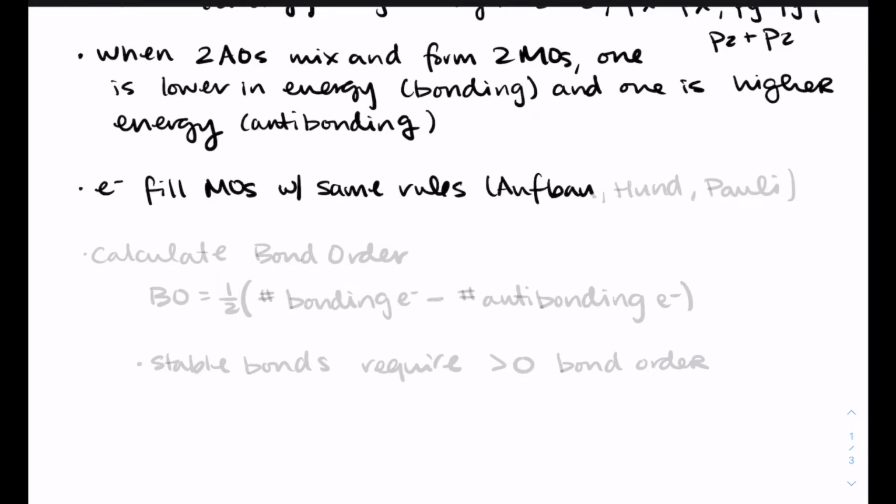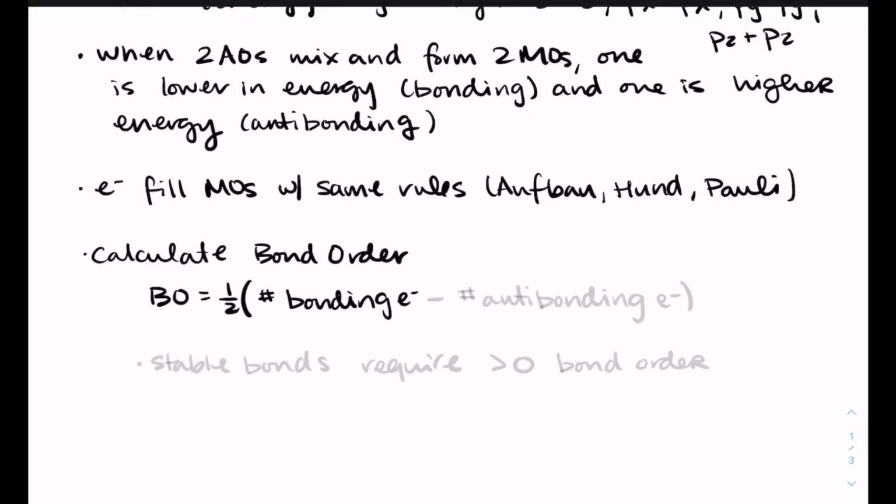We can calculate a bond order from an MO diagram, and we will do this. There's a formula here. It's 1/2 of the number of bonding electrons minus the number of anti-bonding electrons. And a stable bond requires something greater than 0. In reality, if you get a negative bond order, you definitely did something wrong, because it's impossible to get a negative bond order if you've made your molecular orbitals correct.